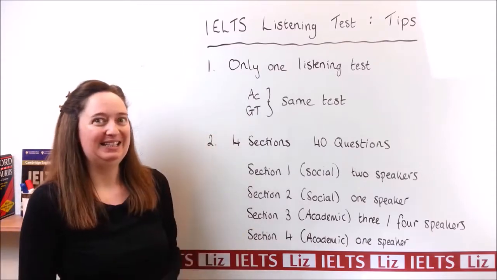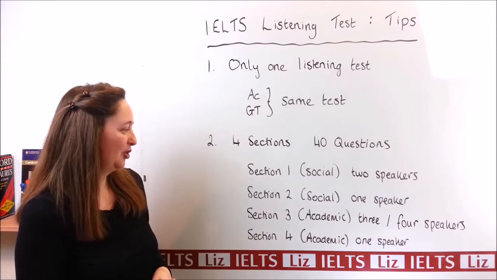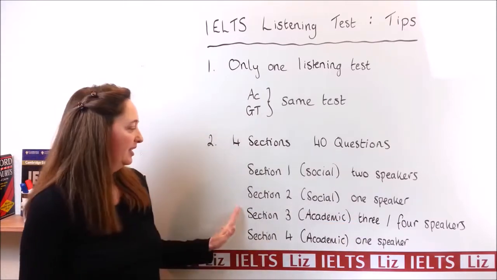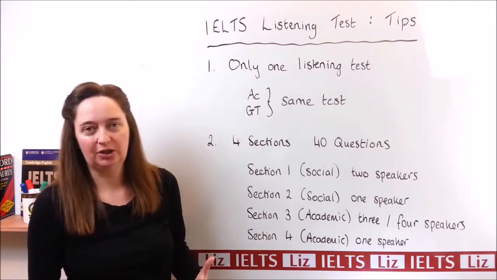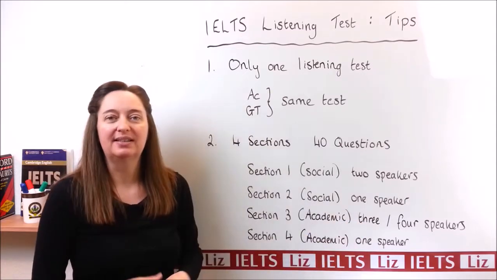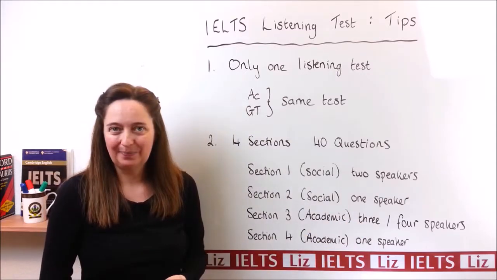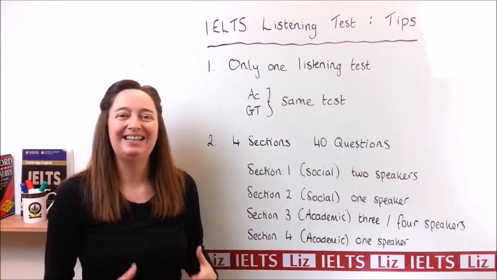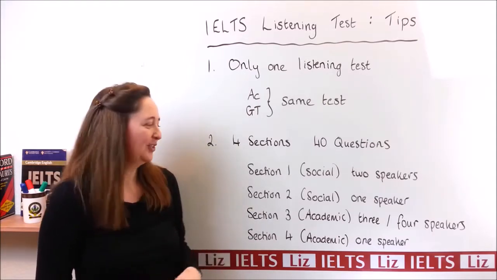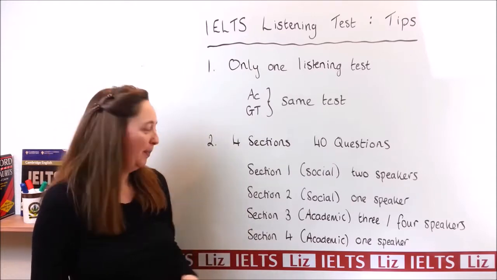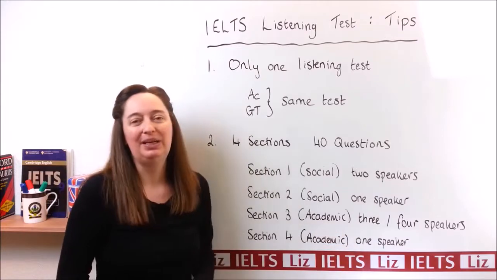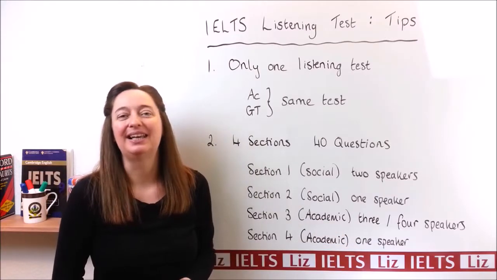Section 3, the first academic section, that has 3 to 4 speakers. Now, this is challenging because it's a discussion, an academic discussion. Now, when you've got 3 to 4 speakers, that means you've got different voices. And you have to be able to identify who is speaking and who is saying what. So that could be quite challenging. But the most difficult is section 4. That is only one speaker and it is an academic lecture.